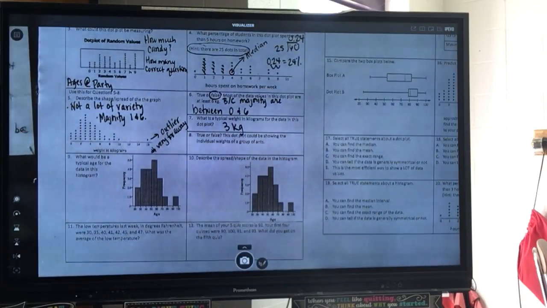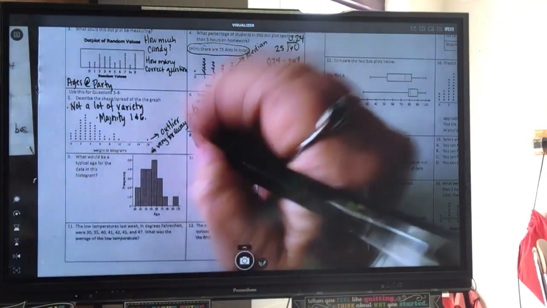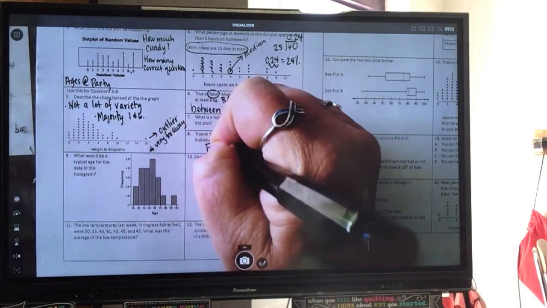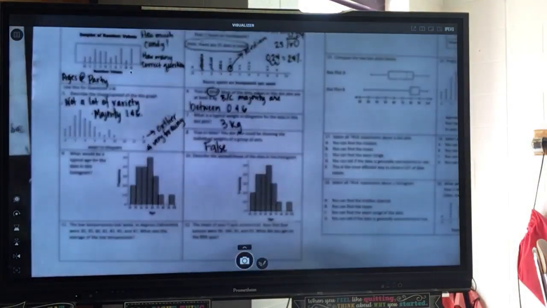Number 8, true or false, the dot plot could be showing the individual weight of a group of ants. Think of an ant. Look how small an ant is. Sometimes you don't even feel the ant walking on you because it is so light, and a kilogram has thousands in it. Oh, I knew that. Oh, yeah, we already knew that. This is false. I know. Y'all are killing me.